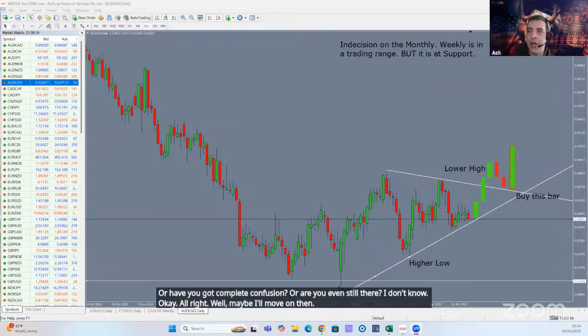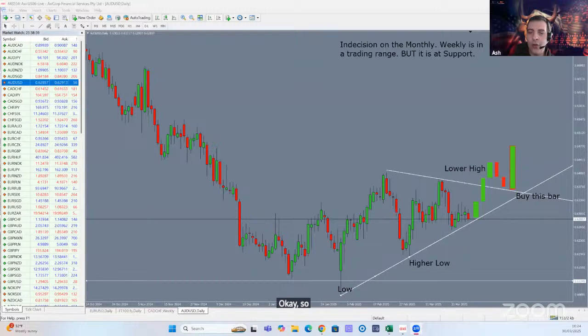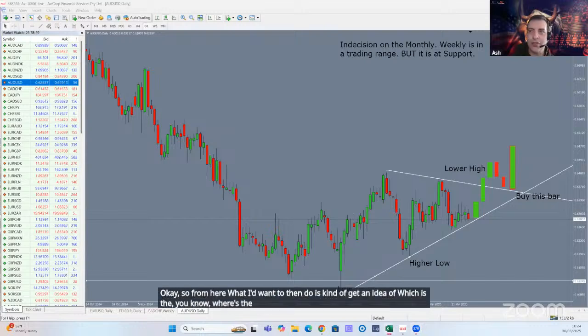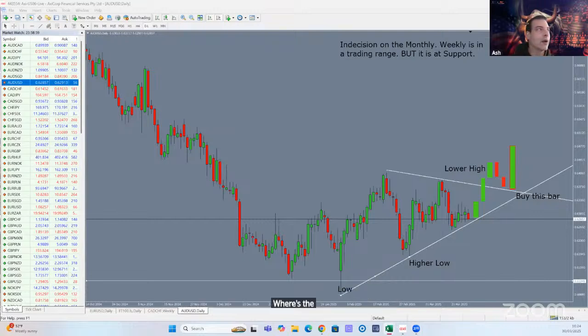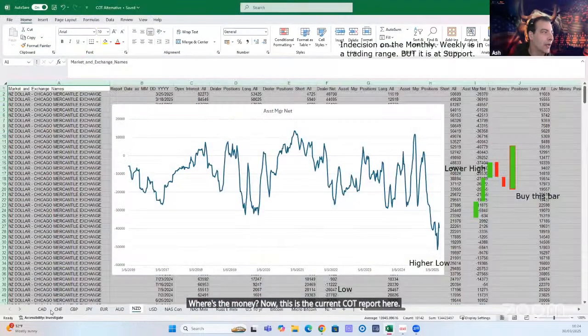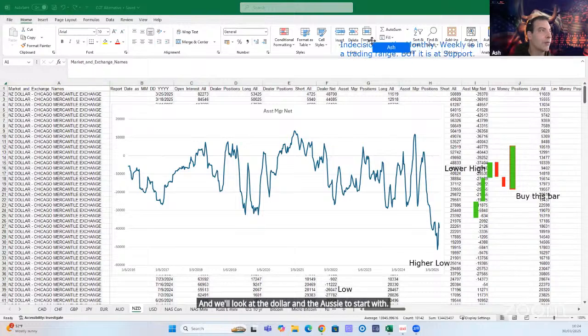Okay, so from here, what I'd want to then do is get an idea of where's the COT data? What's the COT data telling me? Where's the money? Now, this is the current COT report here. And we'll look at the dollar and the Aussie to start with. I'm just going to get rid of all these.